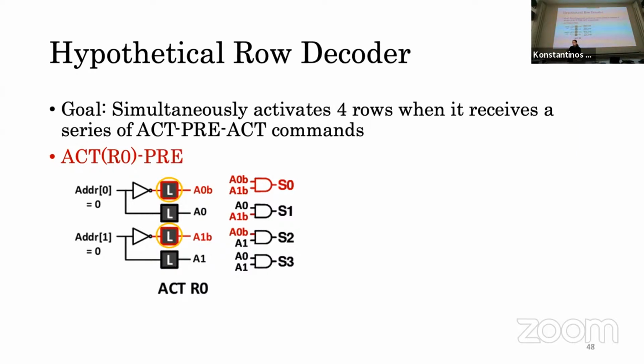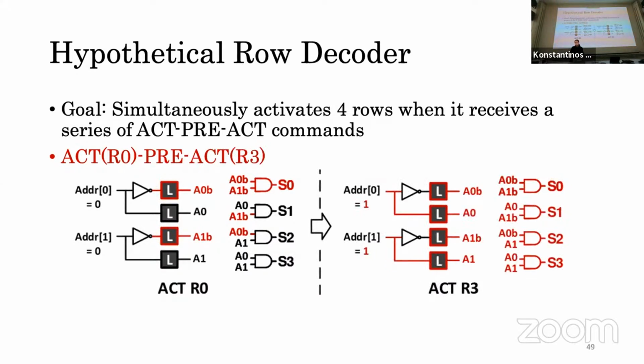But since the timing parameters are violated, the precharge command does not have enough time to deactivate the latches that were already driven by the first activate command. So when we issue the next command, another activate command, this time to row 3, those latches are still active. But the activate command to row 3 also activates the latches A0 and A1. So now that all of the latches are active, this drives all 4 control signals for all 4 rows. And as a result, all 4 consecutive DRAM rows are active at the same time.